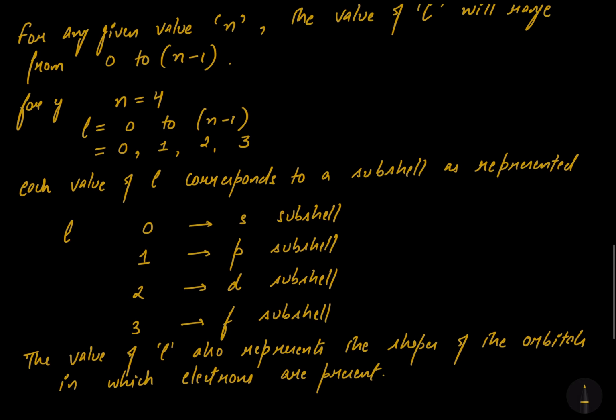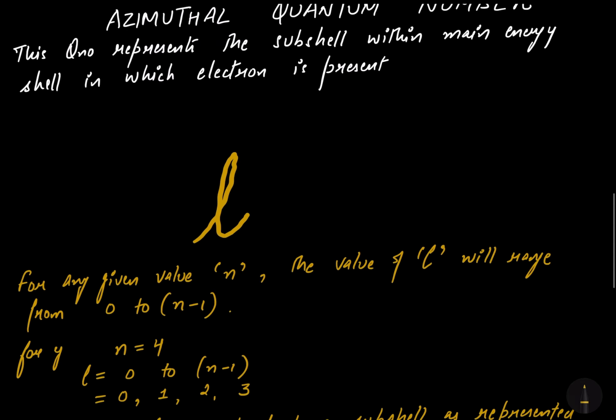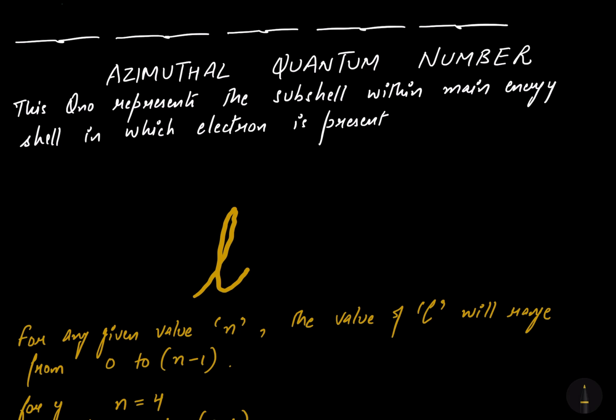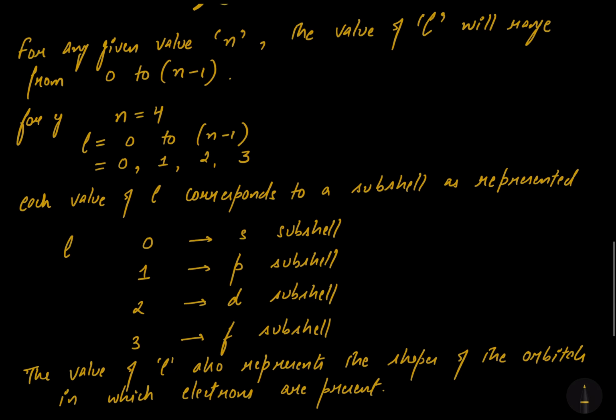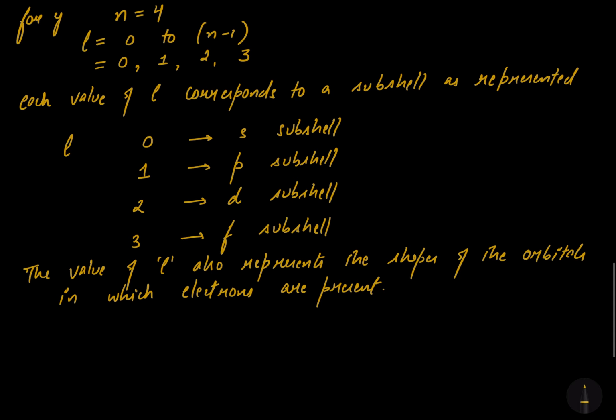So that's all for the azimuthal quantum number, which gives information about the subshells within the main energy shell in which the electron is present. The value of l will range from 0 to n minus 1. For example, if n is 4, the value of l will be 0 to n minus 1, that is 0, 1, 2 and 3. Each value of l corresponds to a subshell: 0 stands for s, 1 stands for p, 2 stands for d and 3 stands for f.